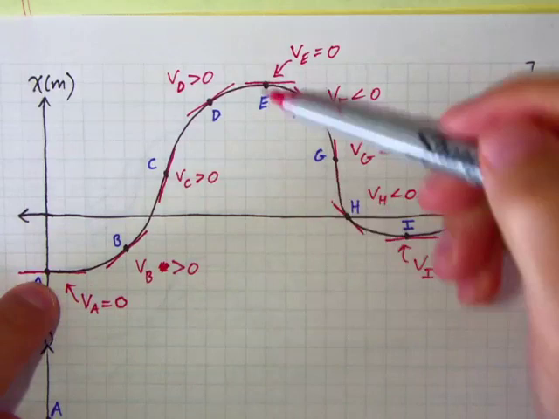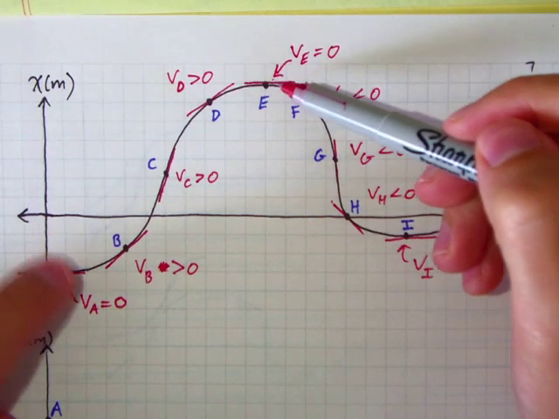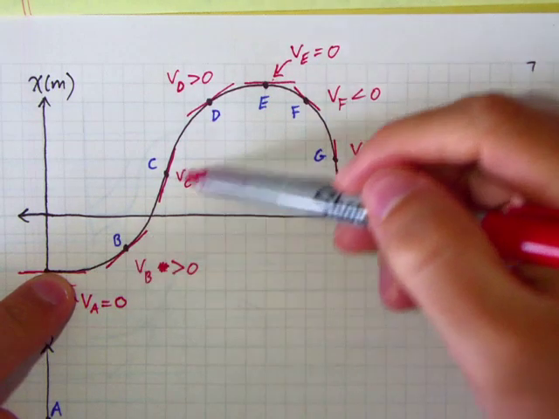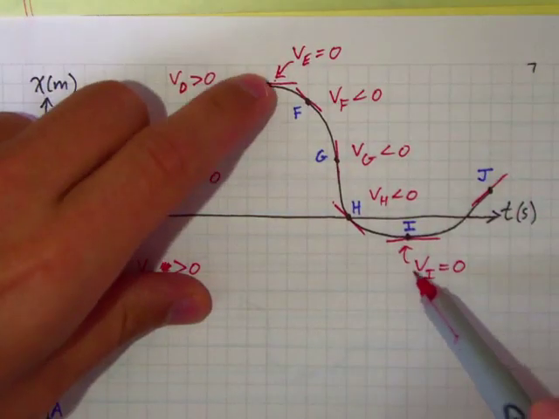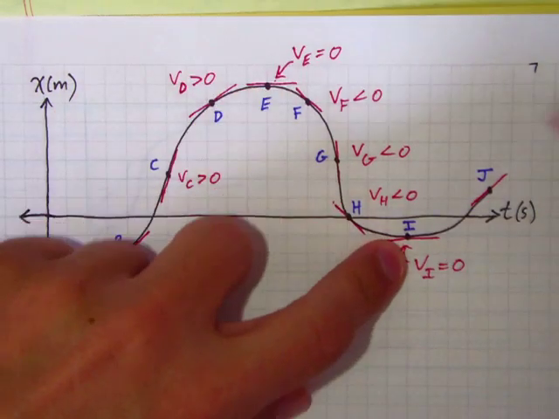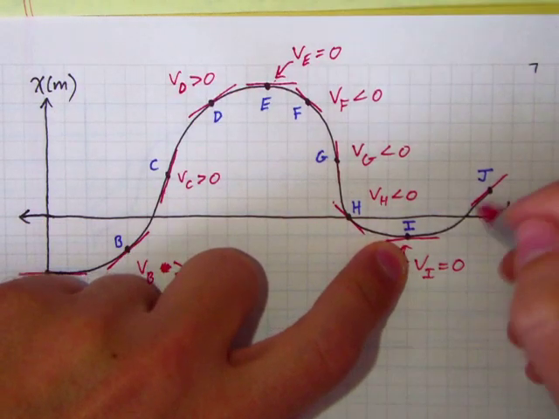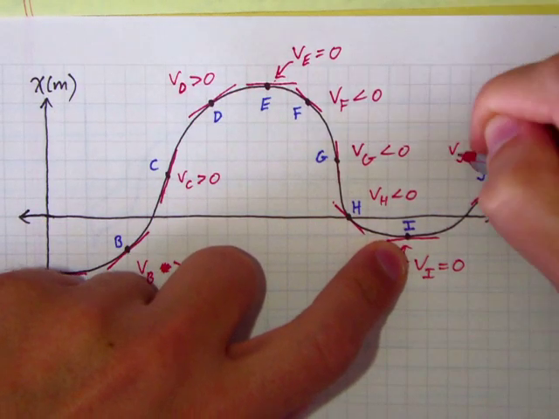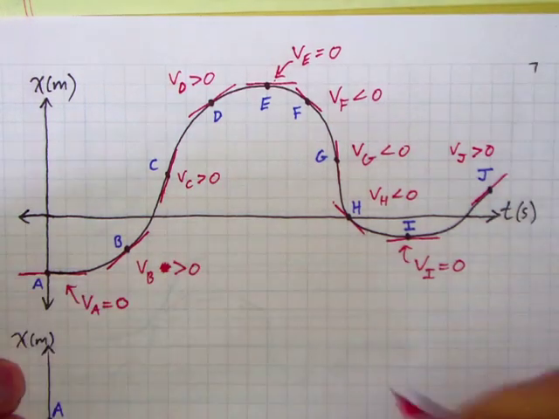So between these two turning points, these two moments where the velocity is 0, it's positive the whole time. Then between these two turning points where the velocity is 0, it's negative the whole time. And here, beyond it, we see at J that we have a positive slope, so our velocity is positive once again.